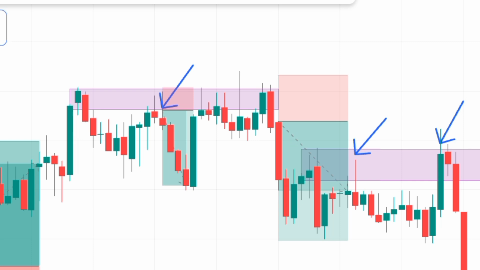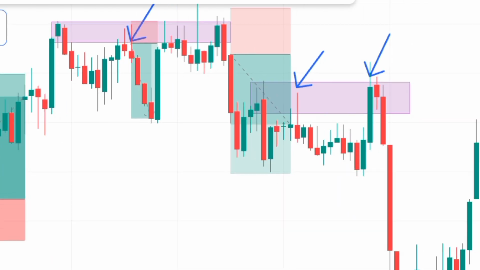So now that's how you use this core strategy. And when you add it with your candlestick patterns, I think you can get very good confirmations.